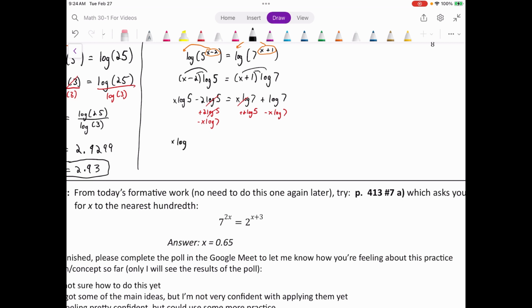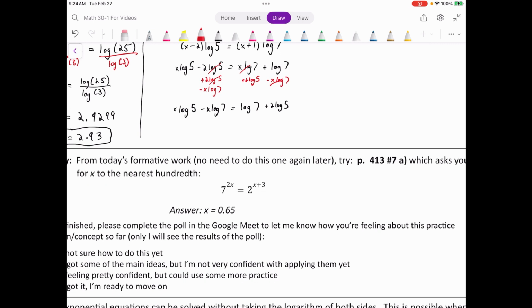So I'm going to have x log 5 minus x log 7, because I subtracted x log 7 from both sides. And the minus 2 log 5 isn't here because I'm going to add it to both sides. So now I'll have on this side the log 7 plus the 2 log 5 that I added to both sides. Okay, does that make sense?